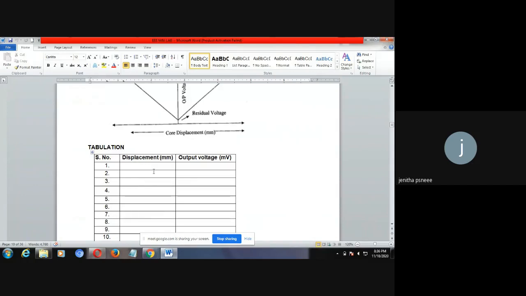The output voltage will be zero, because on comparison of both the induced EMFs, the result will be zero. While the rod is in the center, the induced EMF in both the secondaries will be equal. If both values are the same, ES1 minus ES2, what is the result? The result will be zero. So the output voltage for zero displacement is zero volts. Then for positive, you have to make the displacement on the left side, and then on the right side.